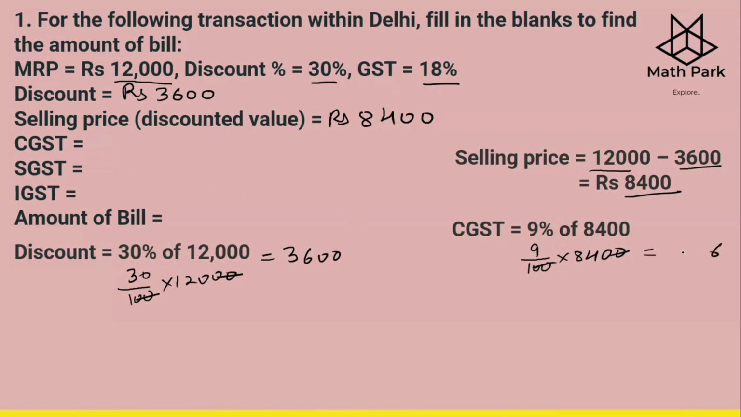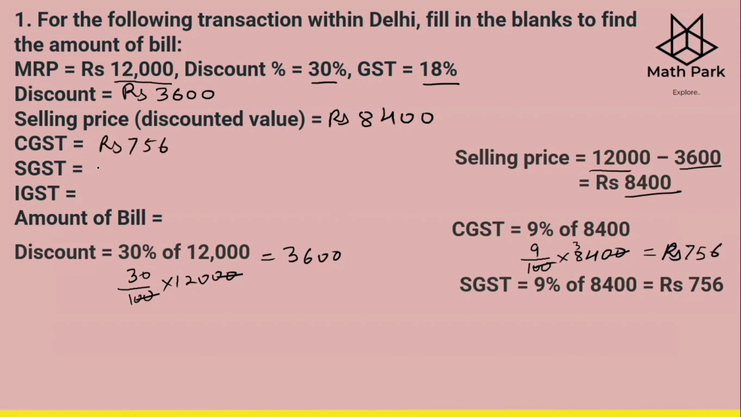4 nines are 36, 3 carry. 9 8s are 72 plus 3, 75. So it is rupees 756. And SGST is again the same, 9% of 8,400, which is rupees 756. So CGST is rupees 756 and SGST is rupees 756.